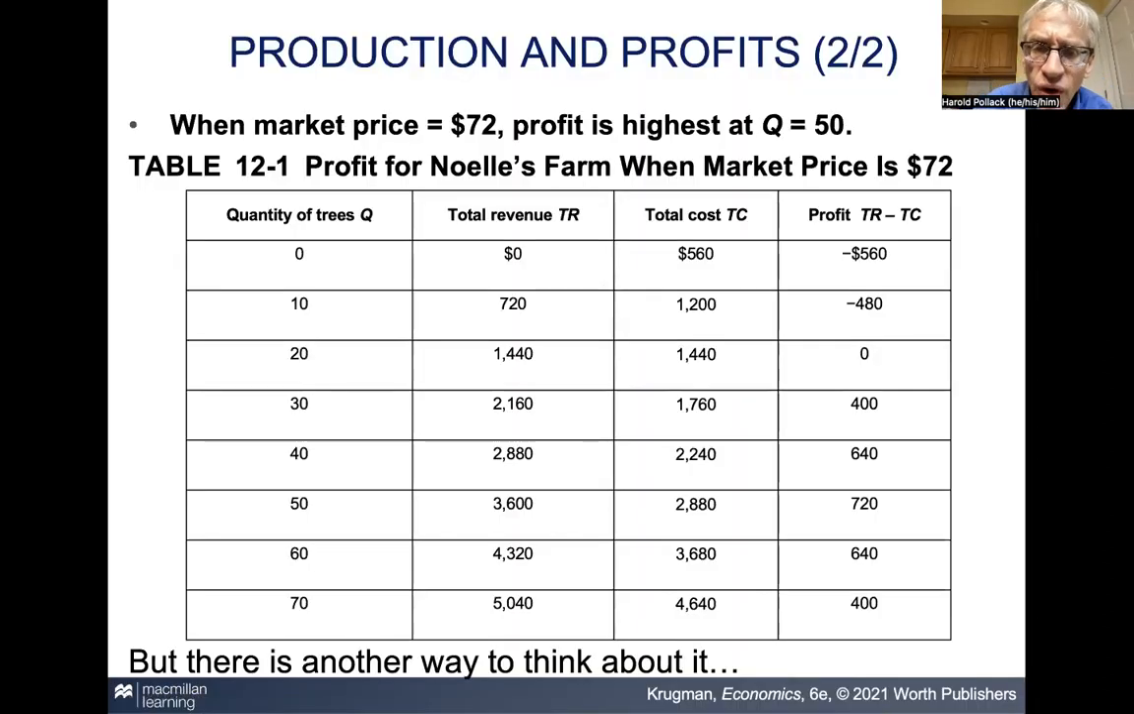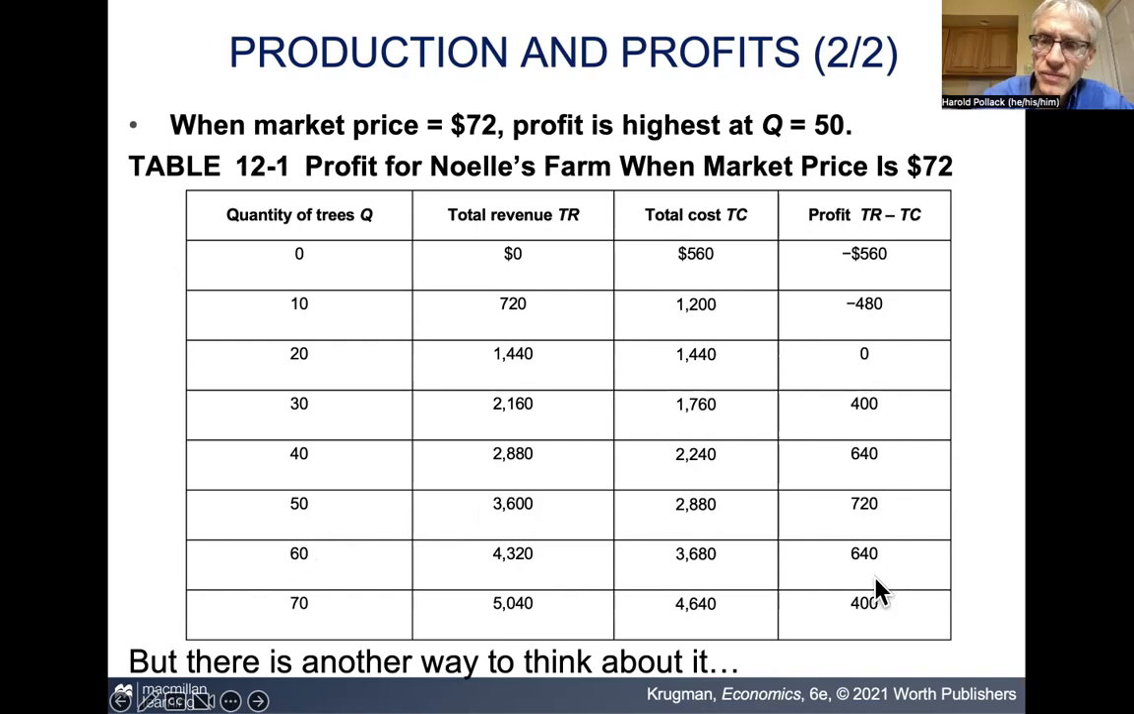Here's just Noel's farm. It's got what my profits are if the market price is $72. So Noel is a price taker. It's assuming whatever output level it picks, the market price is always 72. And so it's got a total revenue. This is just 72 times whatever this is, and it's got a total cost curve that corresponds to this quantity. And that just computes total revenue minus total cost.